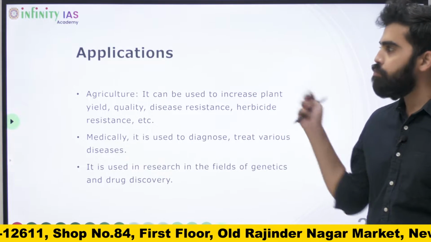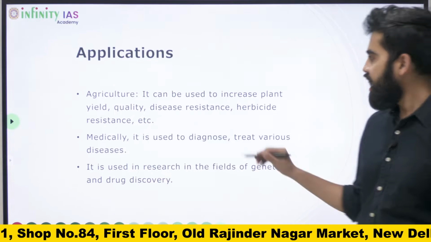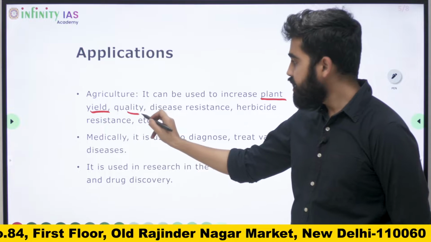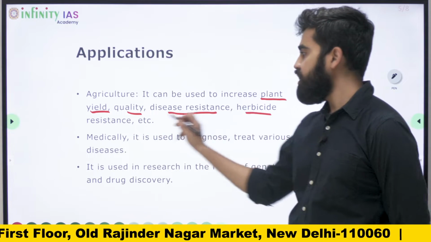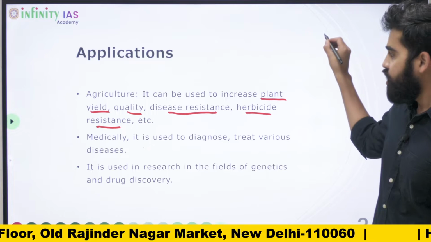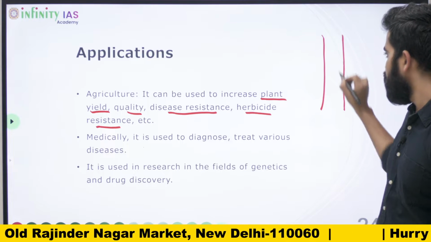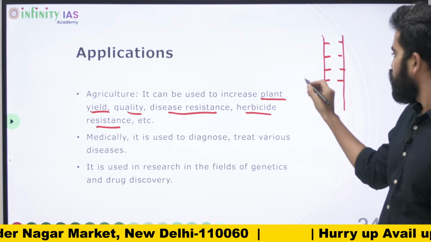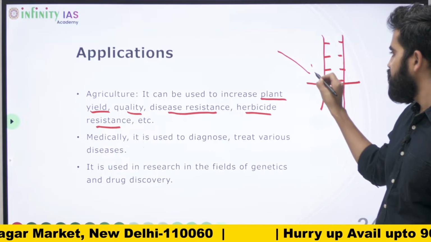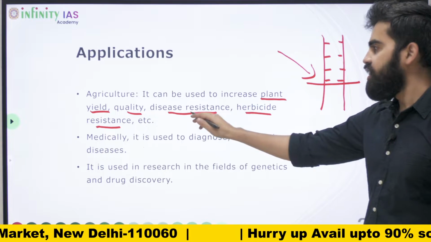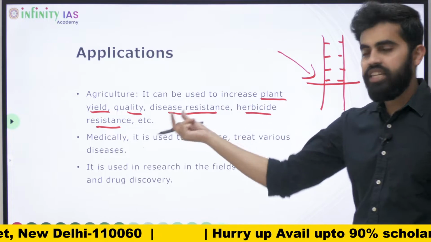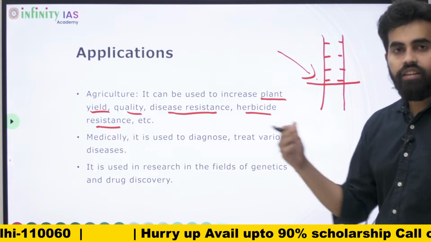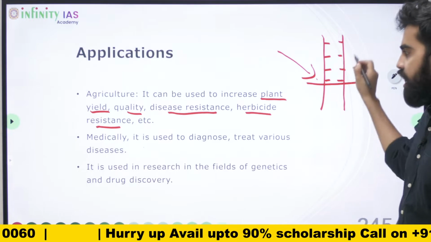If we look into applications of the CRISPR Cas system in agriculture, it can be used to increase plant yield, quality, disease resistance, herbicide resistance, etc. How can this be done in plants? For example, a plant genome can be cut at specific sites using CRISPR and specific genes can be added, such as a disease resistant gene or a herbicide resistant gene, or we can even increase the yield by inserting whatever genes we want into this plant genome.